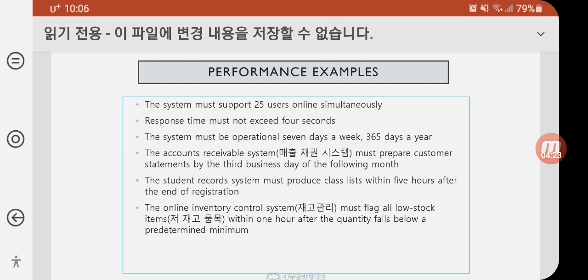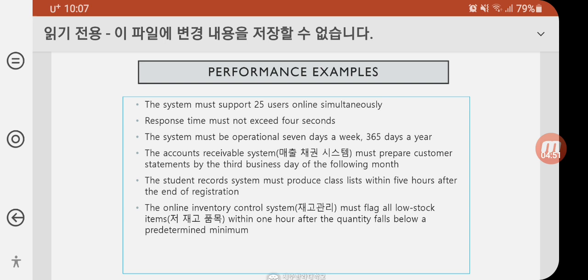The system must support 25 users online simultaneously. Response time must not exceed 4 seconds. The system must be operational 7 days a week, 365 days a year.